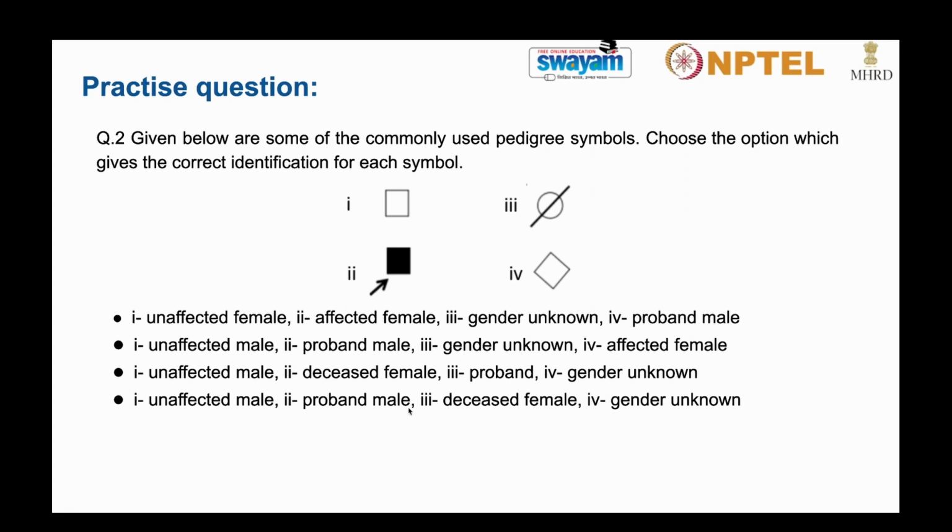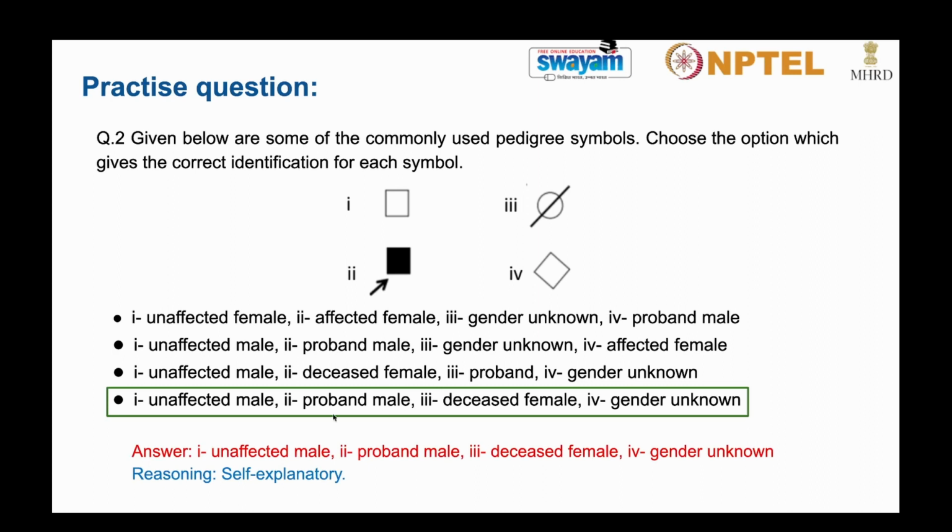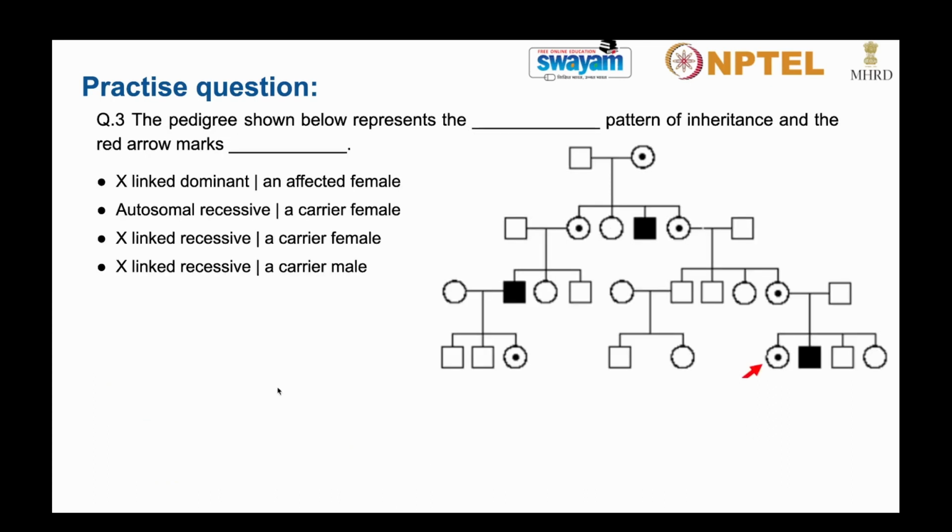Yeah, so the correct one will be this option D, because in this, the 1 is this one and the 2 is this one. So it is a proband male, this is a diseased female, and this is gender unknown. It's clear, I think there's no need of explanation for this. So let's proceed to the next question.